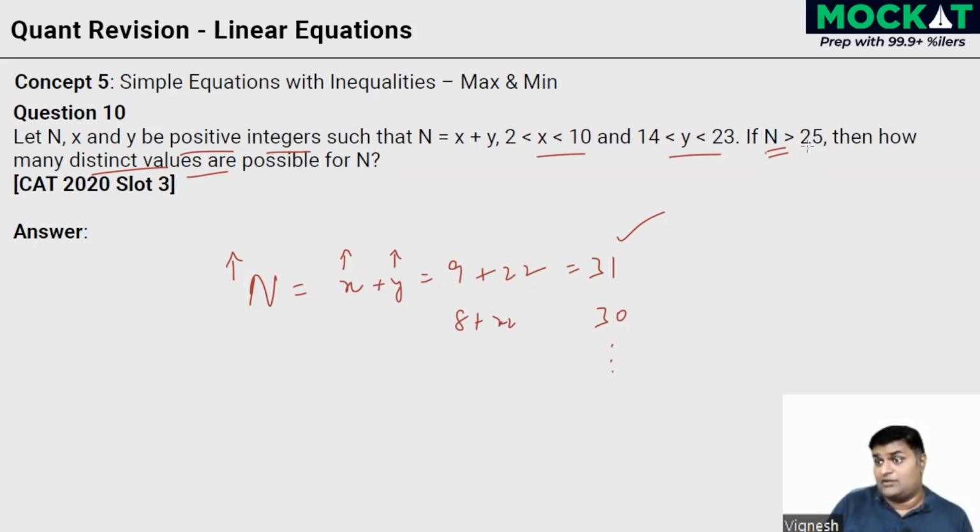n has to be greater than 25. 25 is not allowed. 26 is allowed. 27, 28, 29, 30, and 31. 6 possible values. 6 becomes the answer.